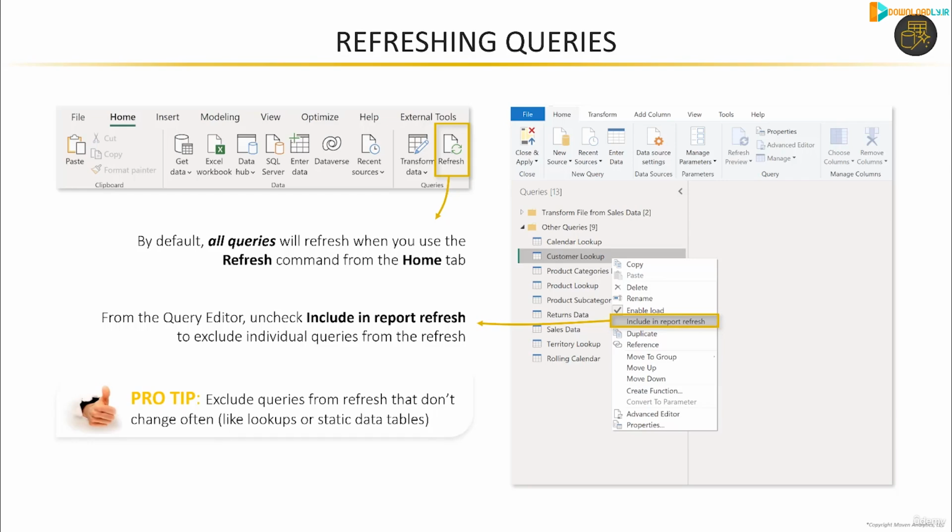So, helpful pro tip here. What you can do is exclude all of your queries that don't change often or maybe don't change at all, like your lookup tables or any static data tables that you might have. So let's go ahead and open up the query editor and make some of these adjustments ourselves.